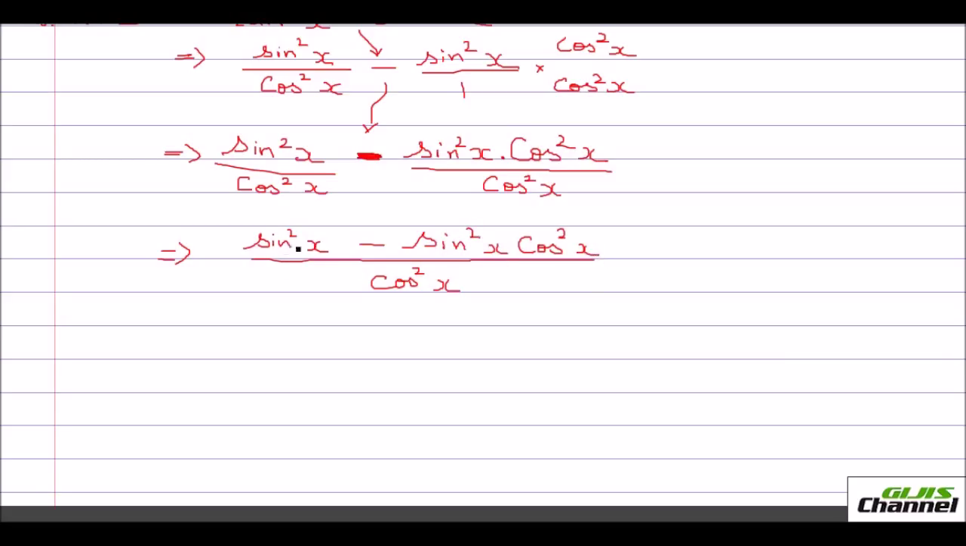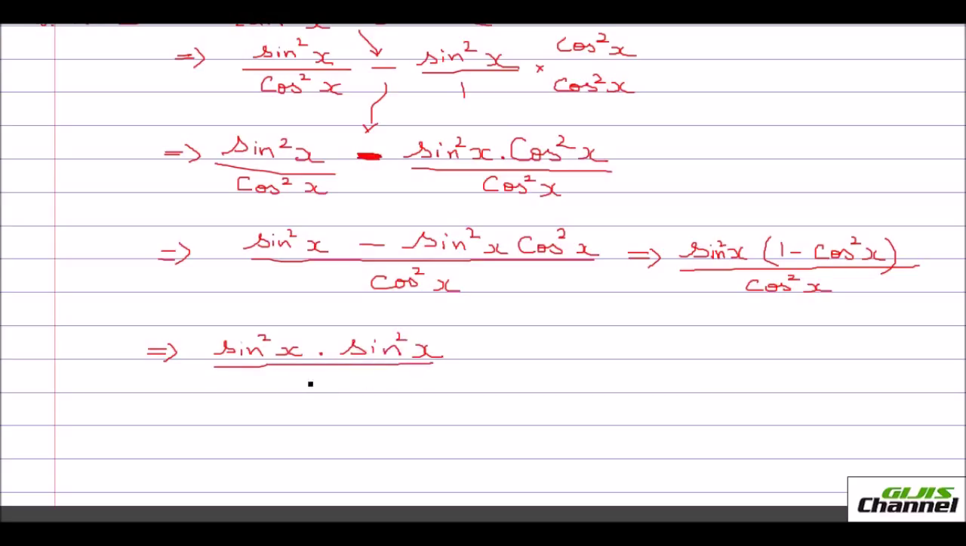Since I find sine squared x in both these terms, I take the sine squared x out in common. Inside it would be 1 minus cos squared x, right? So you have sine squared x here times 1 minus cos squared x, which is again a sine squared x, the whole thing divided by cos squared x. Now sine squared x over cos squared x I would take as tan squared x. So that becomes tan squared x times what you're left with, sine squared x. This is your LHS.